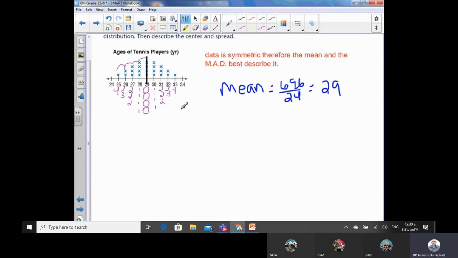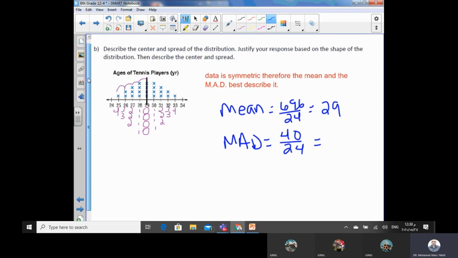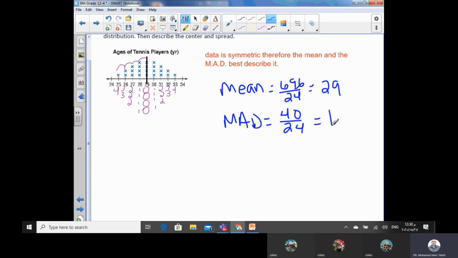So mean absolute deviation, we get 40 divided by 24, and let's round to the nearest tenths place. We get 1.7.